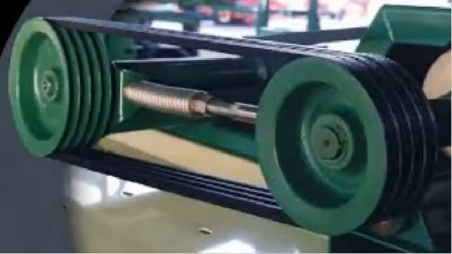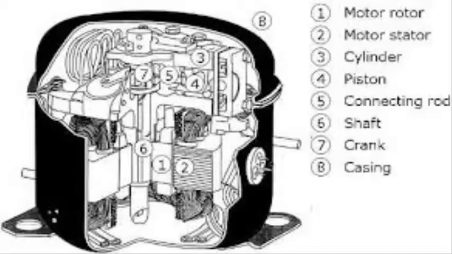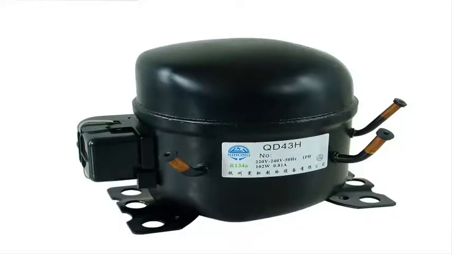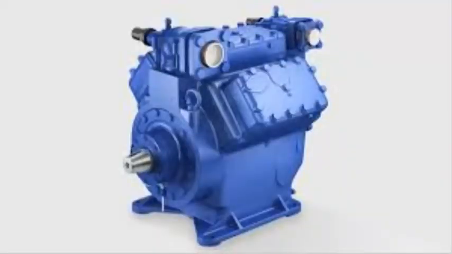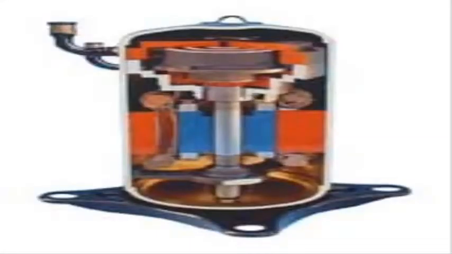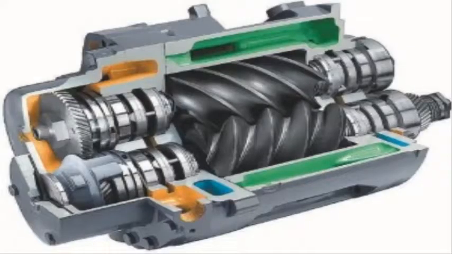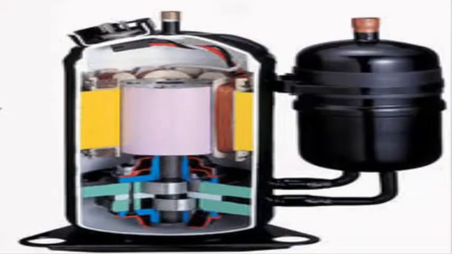The hermetic compressor has a motor which is sealed inside a housing with the compressor, hence a crankshaft seal is not required. There are basically 5 types of air conditioner compressor that are commonly used in the HVAC industry: reciprocating, scroll, screw, rotary, and centrifugal.